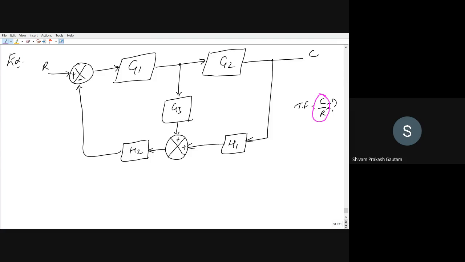Right? This is a complex system, as you can see. Not much complex, but still we can consider it to be complex. Here again we have to find C by R. See, these two blocks are not in cascade because there is one takeoff point. So you cannot just multiply them together, right? Again, this is not a feedback loop. Why? Because we are having too many elements. As you can see, G3 is an extra element right here. This is also not a feedback loop, right? So we have to do some amount of changes to make it in a standard form. Anyone wants to try?